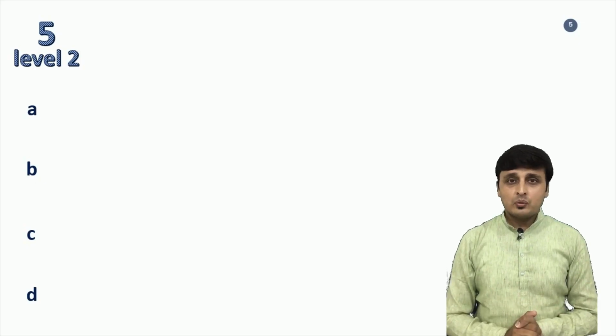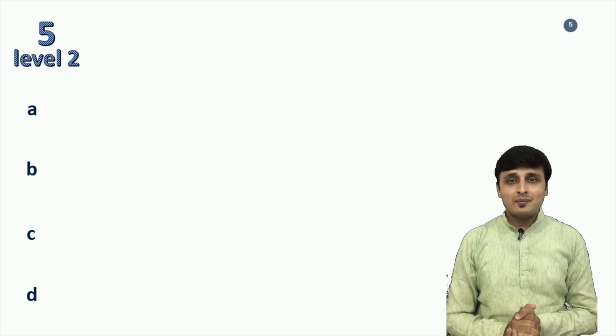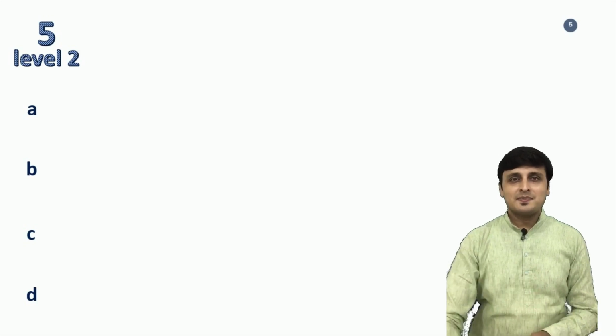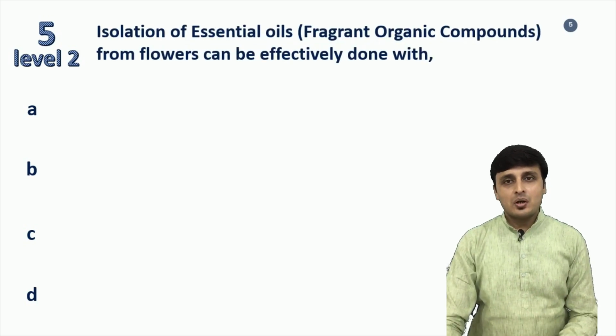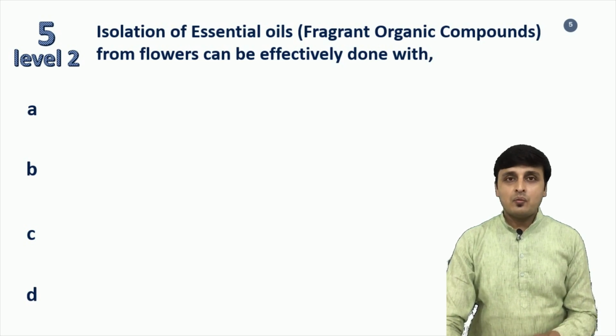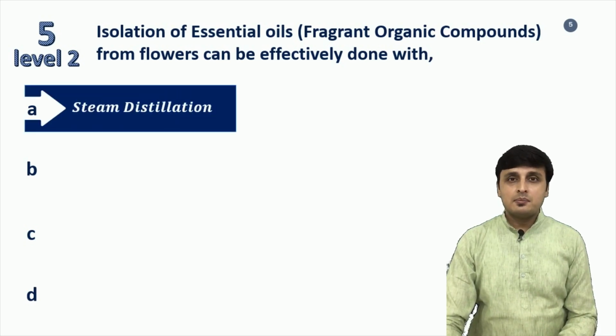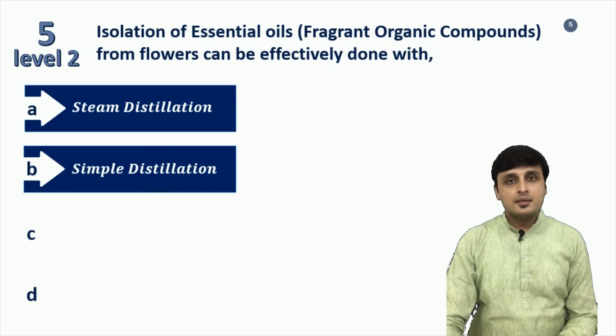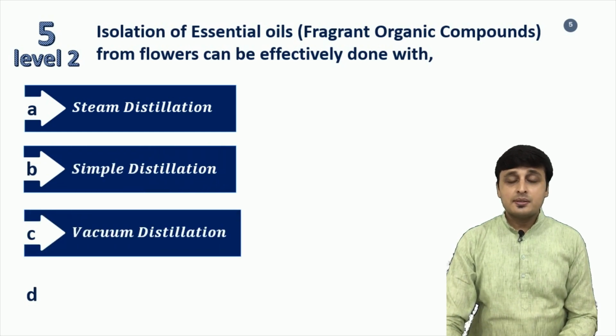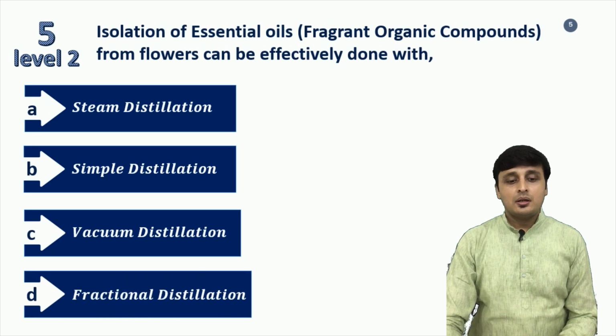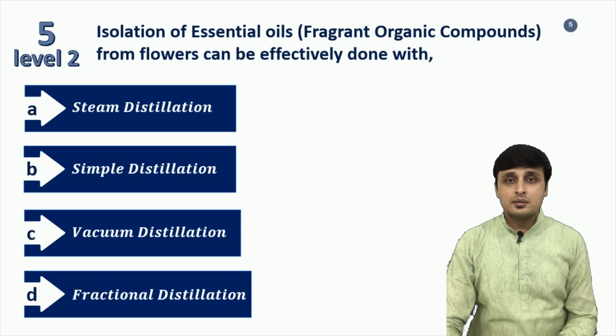Now presenting fifth question of the show, question 5, level 2, and the question is: isolation of essential oils, fragrant organic compounds from flowers can be effectively done with. Options are option A, steam distillation, option B, simple distillation, option C, vacuum distillation, and option D, fractional distillation.